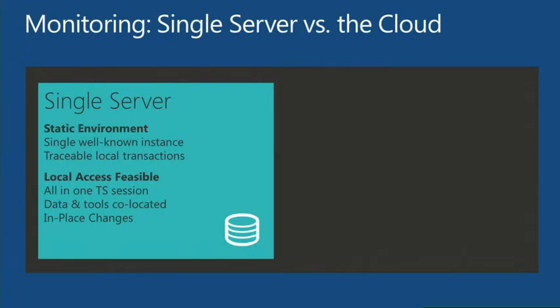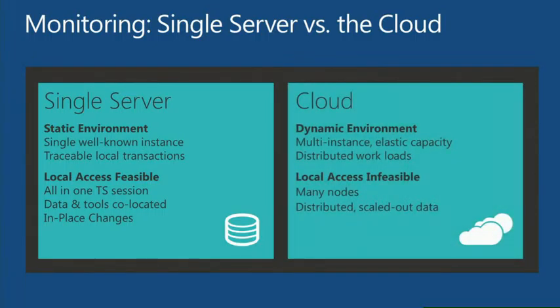When we're talking cloud, however, we're dealing with a dynamic environment. You're dealing with multiple instances. You're dealing with elastic capacity. The workloads are distributed across multiple geos usually, and they're not locally accessible. You have many nodes to deal with. You don't have access to these nodes as quickly as you do on-prem. The data is distributed. It's scaled out. So you're dealing with more complexity when you're dealing with the cloud.